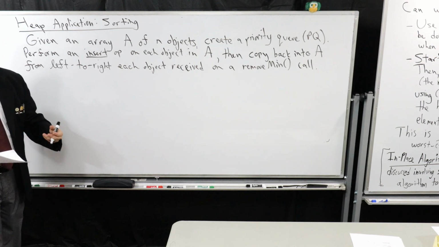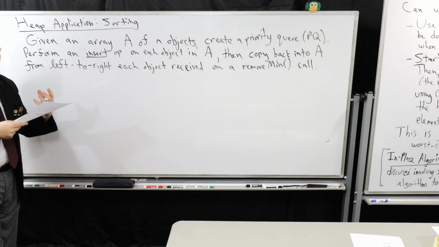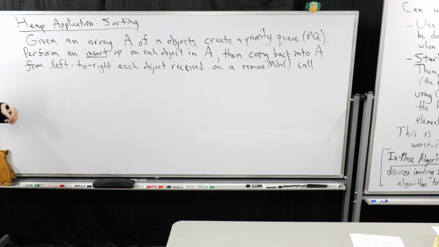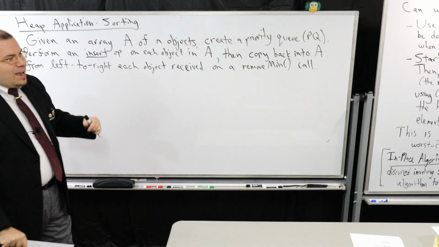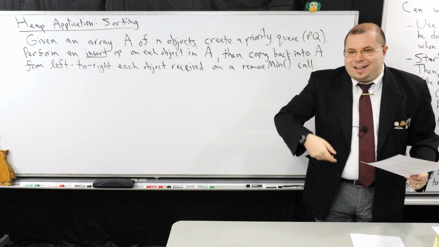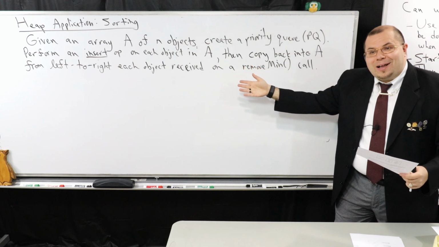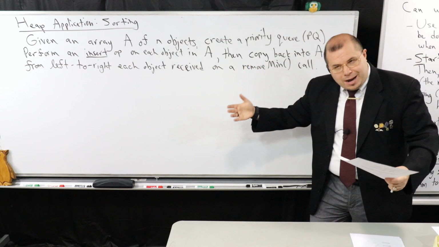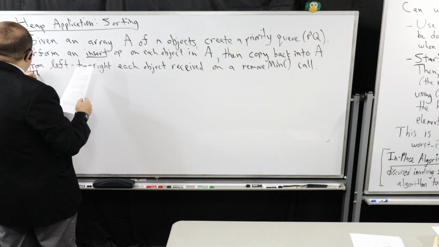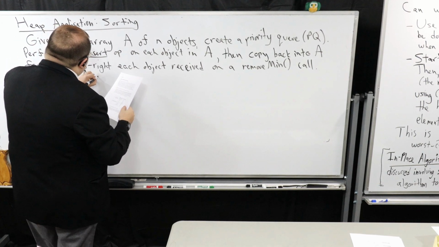So remember, when I use remove min, I end up getting the minimum valued key, right? So if it makes it easier to imagine this, just imagine I have an array of numbers, and I dump them all into my priority queue, and each time I get the next smallest element, right? I do that each time. And I copy it back in. What do I end up getting? I end up getting a sorted array. The result is A is sorted.